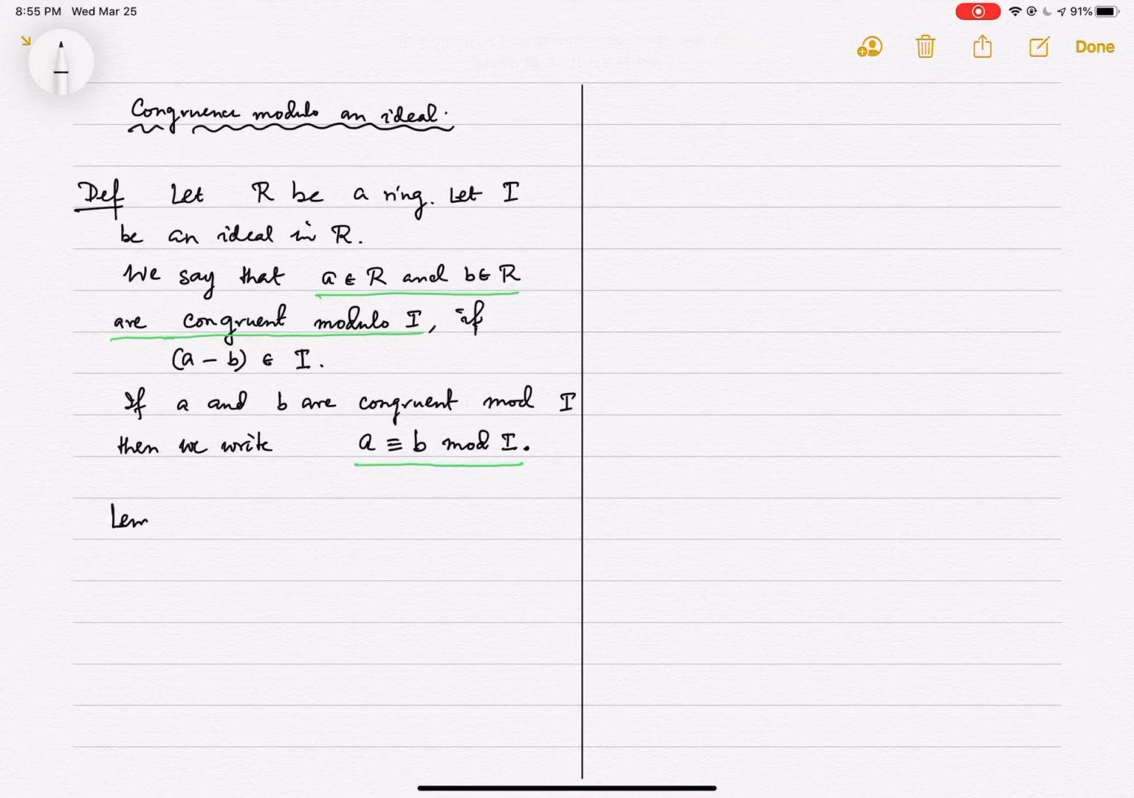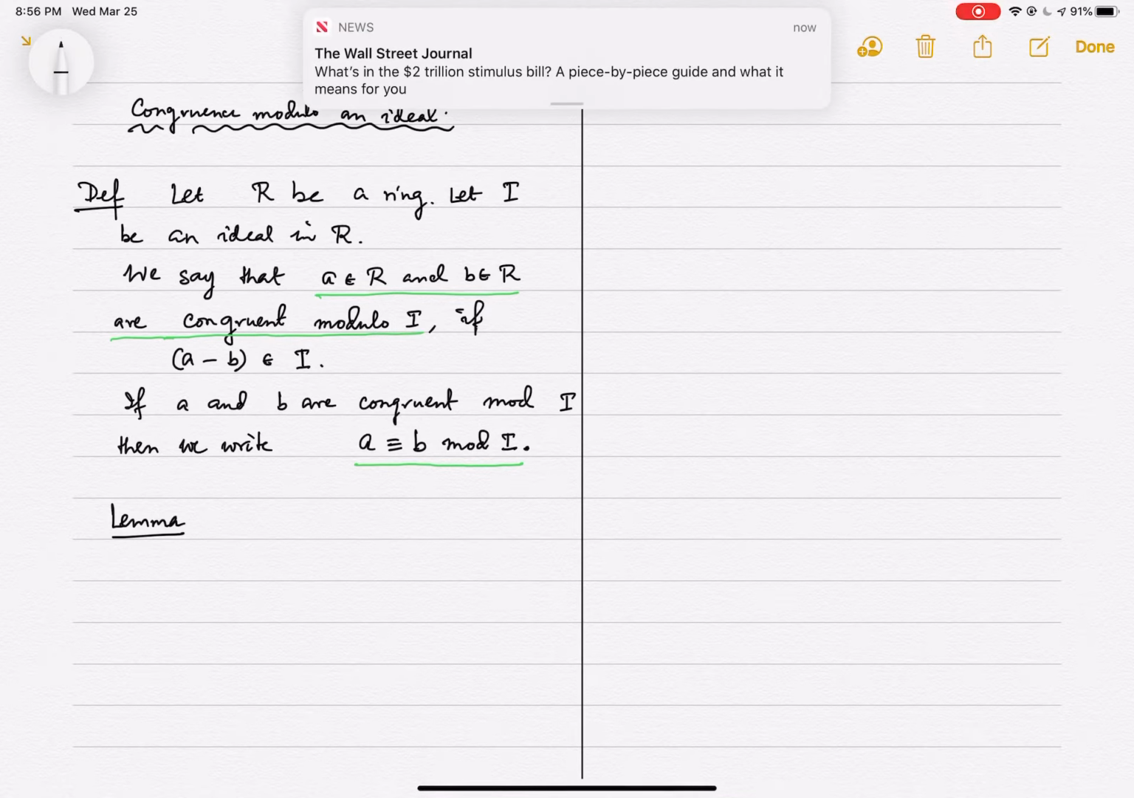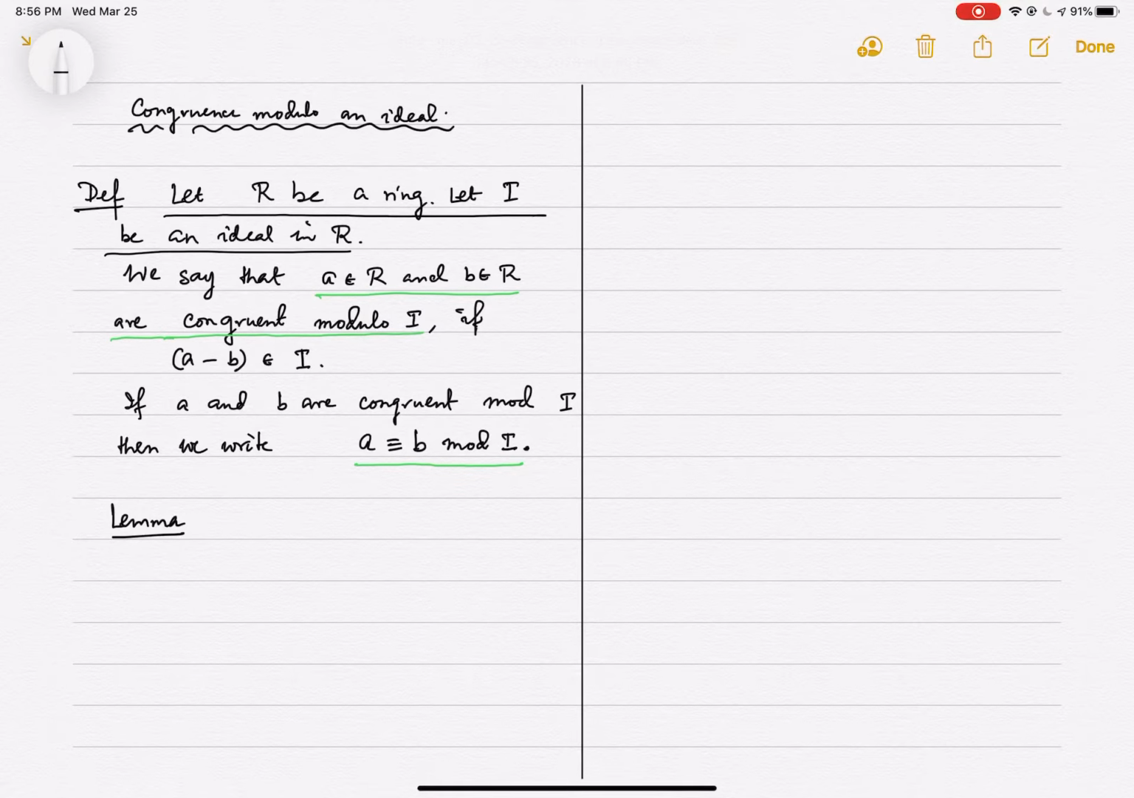So the lemma that you want to immediately prove, once you have this thing, is that the congruence modulo I is an equivalence relation on R. So the setting for the lemma is still this. Let R be a ring and let I be an ideal. Given that, congruence modulo I is an equivalence relation on R.